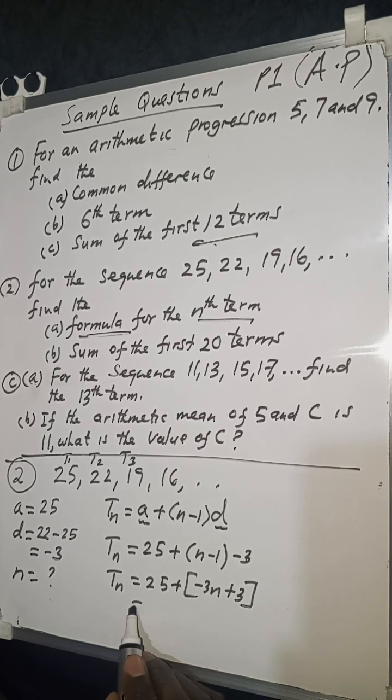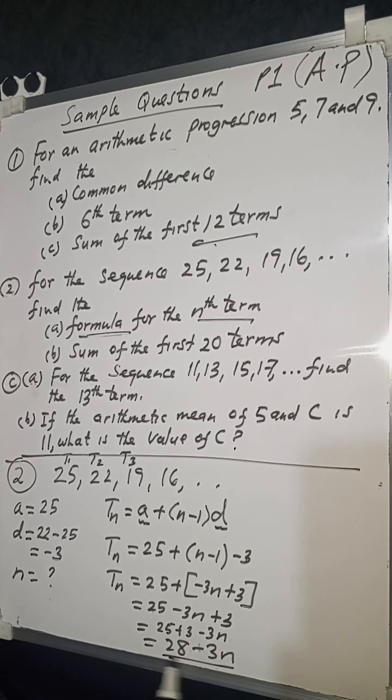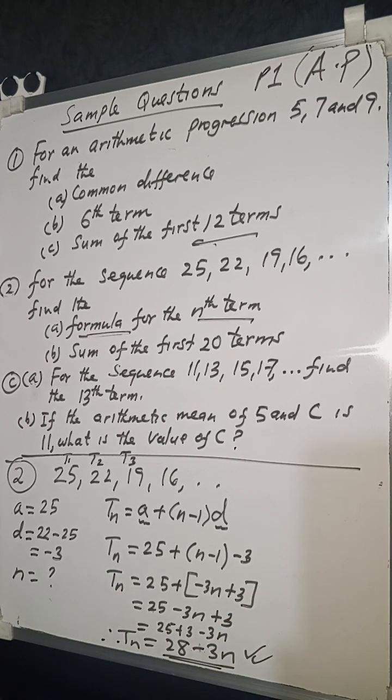Positive multiplied by that, so it will be 25. Positive and negative, it's negative 3n. Positive and positive, it is still positive. So like terms, 25 plus 3, that will be 25 plus 3 minus 3n. So that will give us 28 minus 3n. So that's the formula for the nth term. We don't even need to struggle with that one. That is the way you can go about it. Remember, when you're finding the formula of the nth term, you replace the first term and the common difference, but you don't know your n. Simplify it to its simplest form in terms of n.